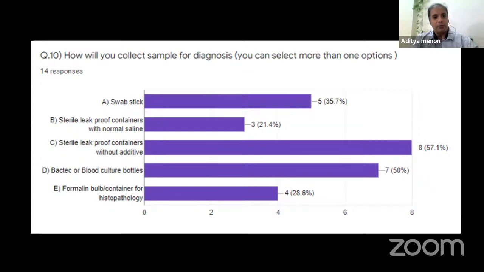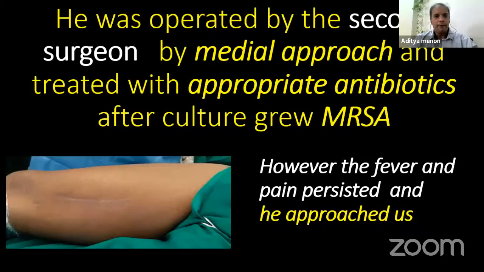Half of the delegates said that they would use sterile leak-proof containers without additives, which is the correct option, along with Bactec or blood culture bottles. Additives like saline, like we said last time, would dilute the culture. Formalin for histopathology, very few agreed that it is required. Again, we would want to stress that histopathology should be sent in every case, because this may not be a case of bone tumor, but a fungal infection can be detected on histopathology in some cases, which would otherwise be missed.